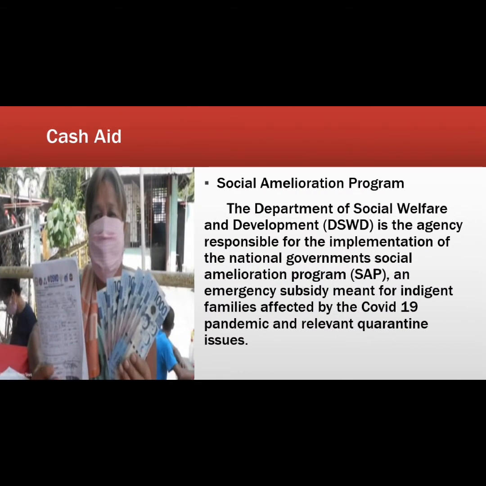As one of the government responses, they also give cash aid through the Social Amelioration Program. The Department of Social Welfare and Development is the agency responsible for the implementation of the National Government Social Amelioration Program or SAP, an emergency subsidy meant for indigent families affected by the COVID-19 pandemic and relevant quarantine issues.